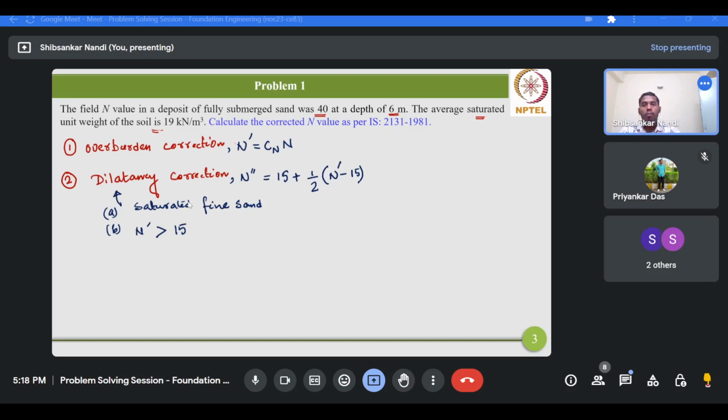Similarly, when you are constructing a borehole in the field, as you are going down below, suppose you determine the SPT at 6 meter, and someone else determines the SPT at 8 meter. As you go down from the ground surface, there is an increase in the overburden pressure. Overburden, in the sense, is the unit weight multiplied by the depth.